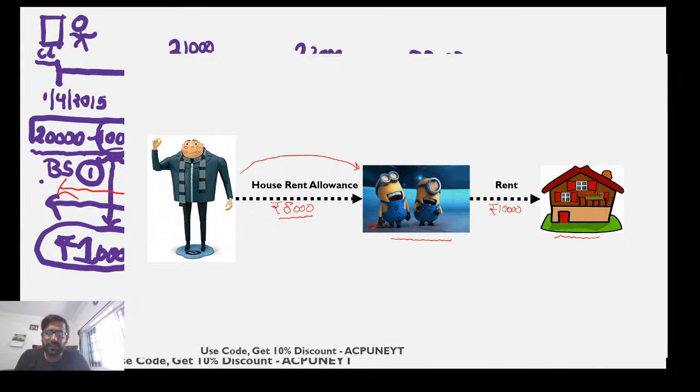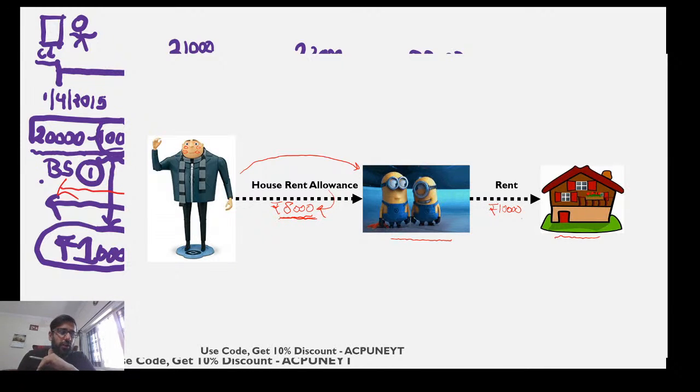So why is he reimbursing 8,000? He may pay 10,000, he may pay more than 10,000 rupees. It depends upon condition to condition. Let's suppose he is reimbursing 8,000 rupees. They are paying rent of rupees 10,000 and he is reimbursing 8,000 rupees. This is what a house rent allowance.